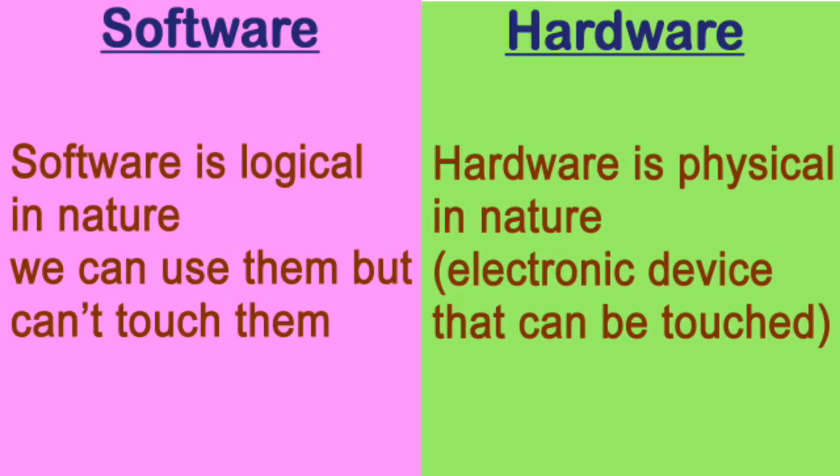Software. Software is logical in nature. We can use them, but we can't touch them. Hardware. Hardware is physical in nature. Electronic device that can be touched.